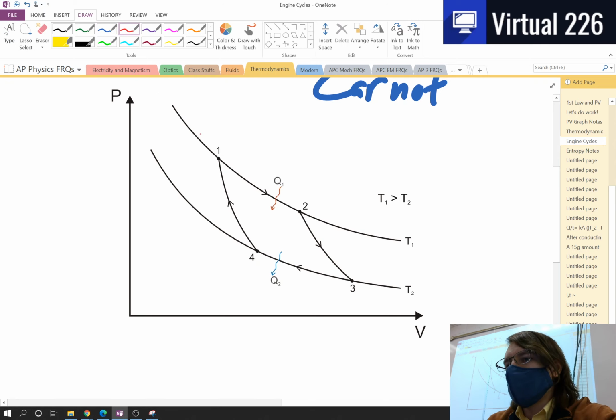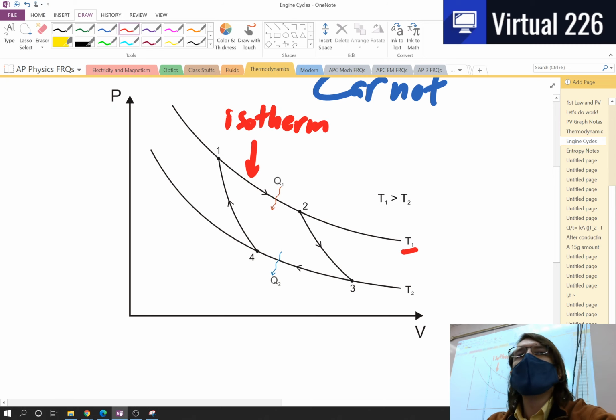It begins with this curve going from 1 to 2. Going from 1 to 2, this is at some temperature T1. This right here is an isotherm. It is a region of constant temperature. Note that even though this is an isotherm and the temperature is constant, there is some energy, some Q, entering into this engine.